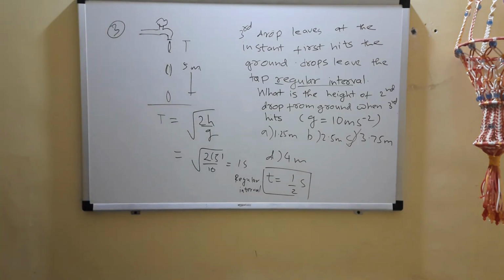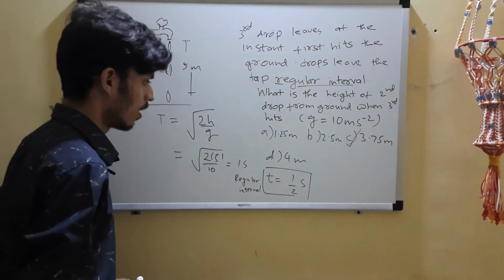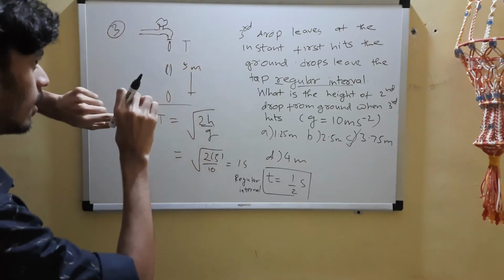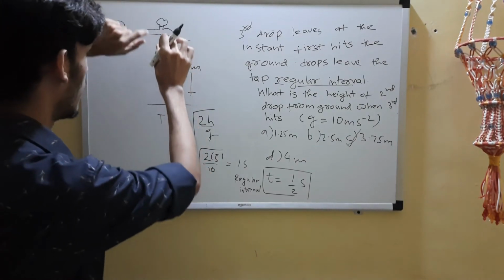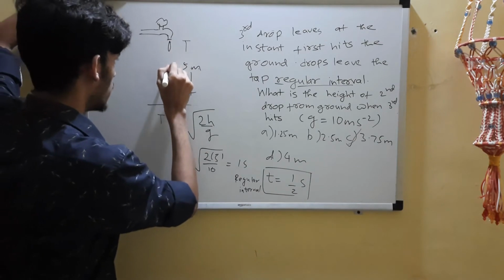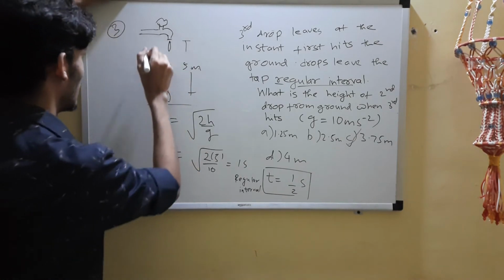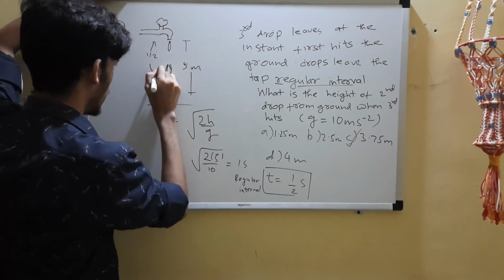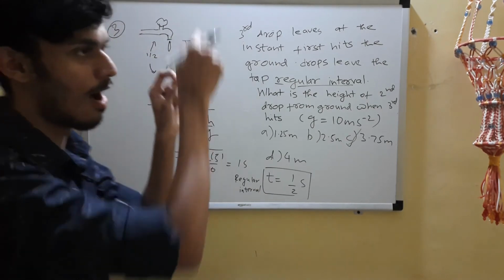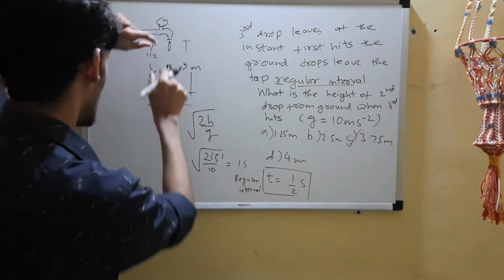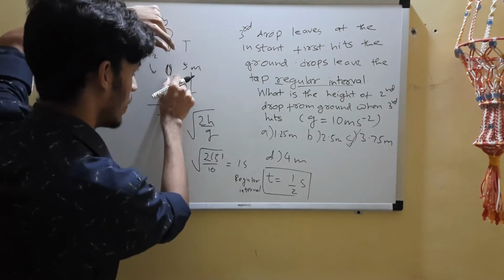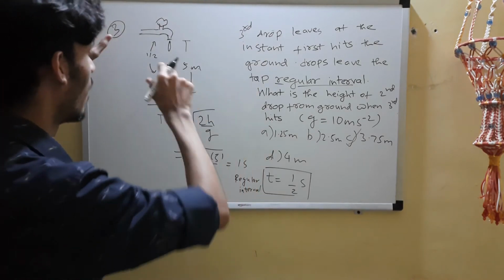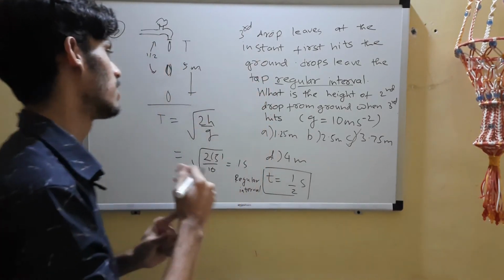Okay, so now half a second. Now this drop, the third one, it's just starting, right? So how much time has passed? Half a second, right? From here to here. For this drop, half a second has passed. For this drop, half a second has passed. Since half a second has passed, the third one is coming. Regular interval has passed, the next one is coming.